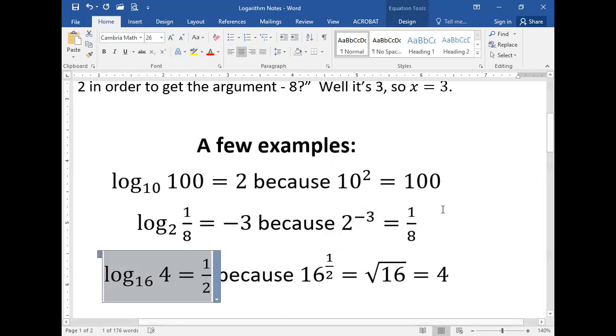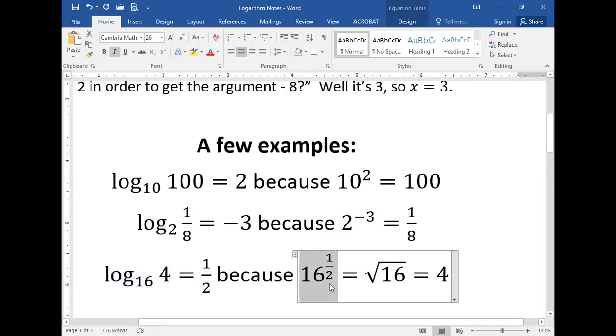Okay. All right, the next example. Also something we haven't reviewed in a while. This little relationship right here. A 1/2 power is the same as a square root. Do you guys remember that?